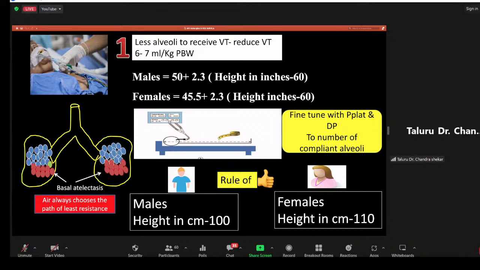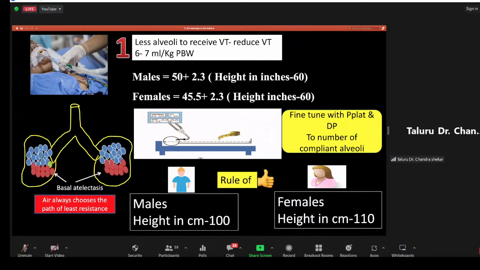Now we are setting it appropriate to the patient's height, but we are not setting it to the appropriate number of alveoli present in the lung. The starting point is the predicted body weight. That is for the normal capacity of the lung. Then you have to fine tune the tidal volume looking at the P-plat and driving pressure, which reflect the number of compliant alveoli. I hope I am very clear on that.